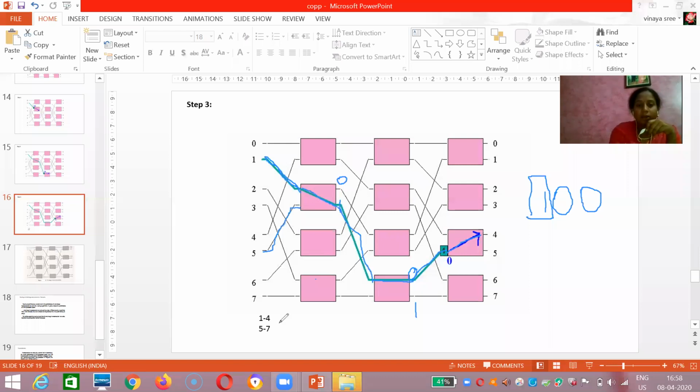After reaching here, you have to convert the memory module decimal number to binary. So what is the decimal number in binary?